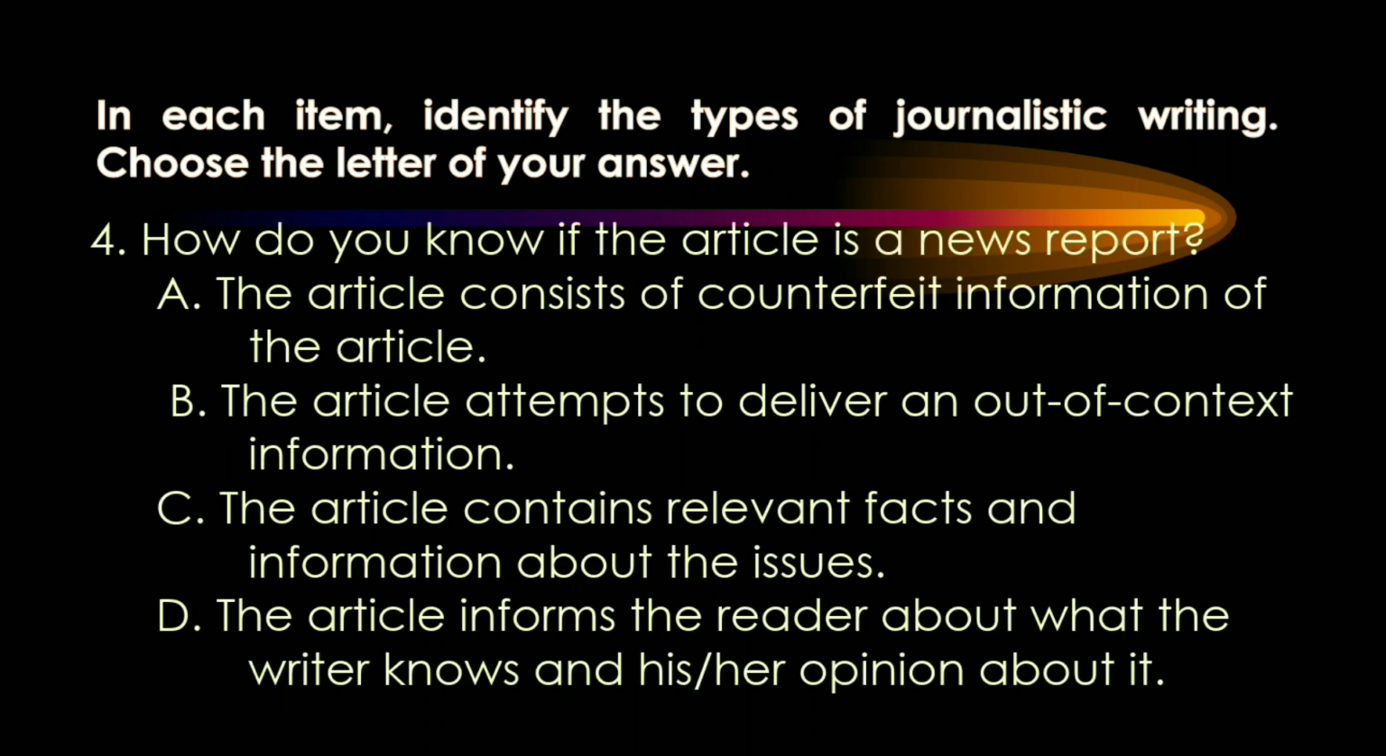Okay? For the fourth question, how do you know if the article is a news report? A. The article consists of counterfeit information. B. The article attempts to deliver out-of-context information. C. The article contains relevant facts and information about the issues. And letter D, the article informs the reader about what the writer knows and his or her opinion about it. Okay, so the correct answer is letter C. So, a news report should contain relevant facts and information about the issues.